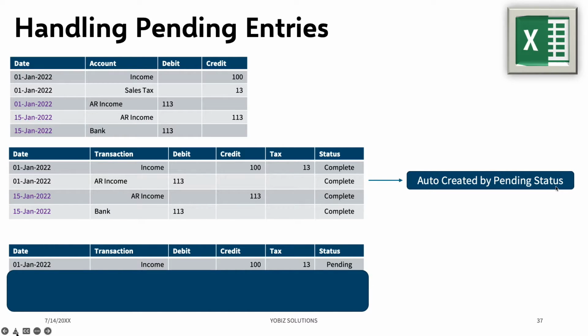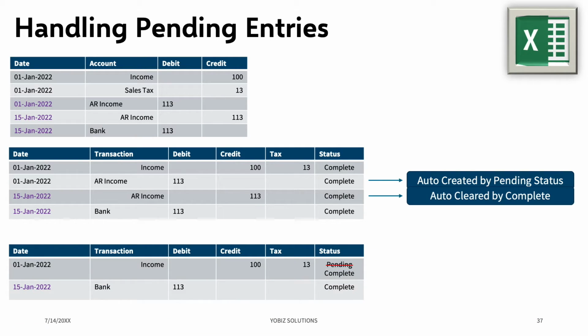So it will be created or summed up by our new sheet, and the user does not need to add these entries. Now when the money hits the bank, what you would do is you basically convert the status from pending to complete, and you will also enter the bank entry. And once you change the status from pending to complete, this second entry here should be auto cleared by the complete status. So these two middle steps should be done by this new sheet in an automatic way, so that the user doesn't have to enter these entries.